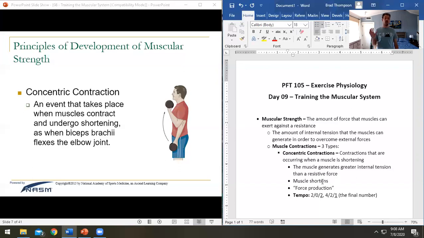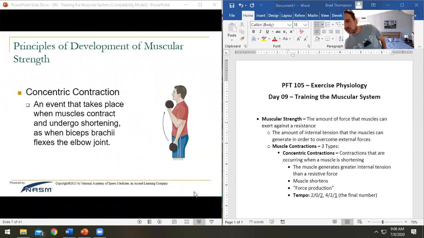Concentric and eccentric have nothing to do with direction. It has everything to do with whether the muscle is shortening or lengthening, right? Shortening, that's concentric. Lengthening, that's eccentric. So when we're describing tempo, we always put it in the order eccentric first, isometric second, concentric third. So a 4-2-1 tempo wouldn't be 4 seconds up, 2 seconds pause, 1 second down. It would be 1 second up, 2 second pause, 4 seconds down. So that is what we're going to see there.